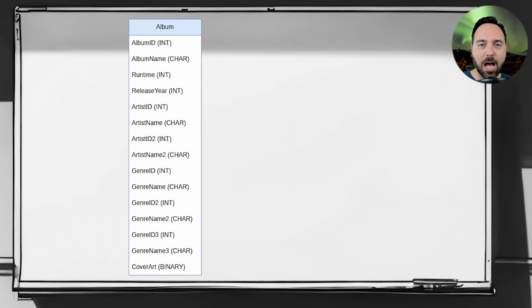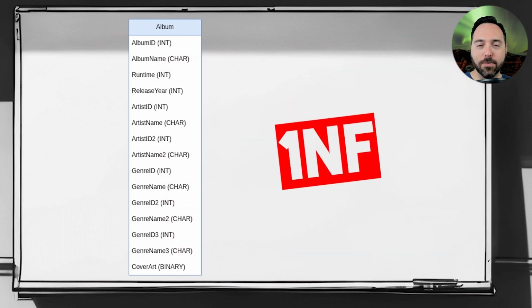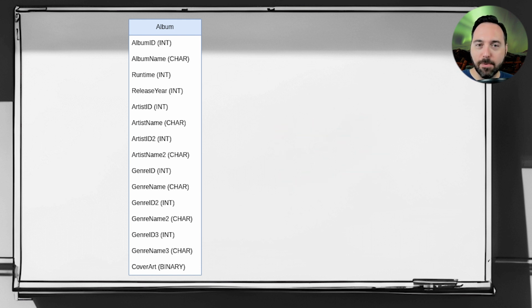Here's a pop quiz I'm going to spring on you. Is this album relvar in first normal form? I'll give you a few moments to read the contents. Now here's the answer. Yes, it is in first normal form. Repeating groups are not a violation of first normal form. That statement is going to be a bit controversial.